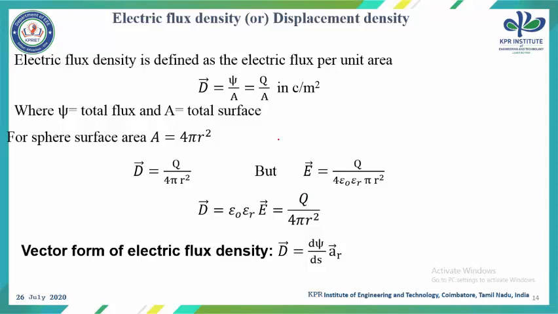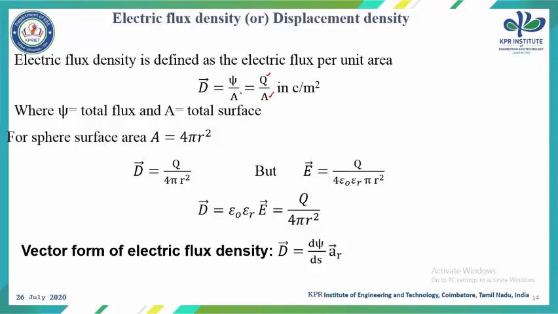Now come to the unit. The unit for electric flux density is coulomb per meter squared. Which unit is coulomb? Charge unit is coulomb. Which unit is meter squared? Area unit is meter squared. Therefore, D is equal to Q by A.